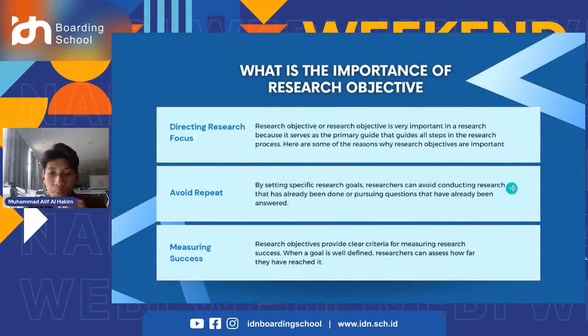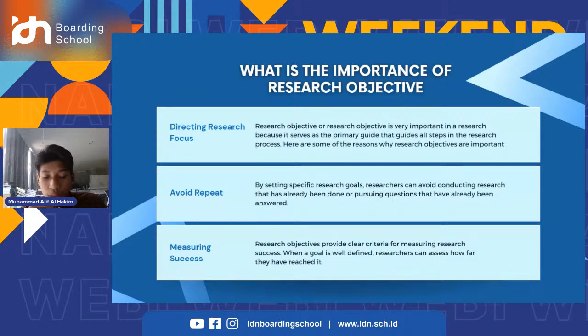And what is the importance of research objective? First, directing research focus. Research objective is very important in a research because it serves as the primary guidance that builds each step in the research process. Here are some of the reasons why research objectives are important.